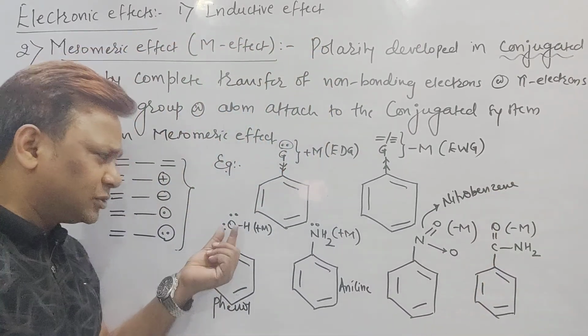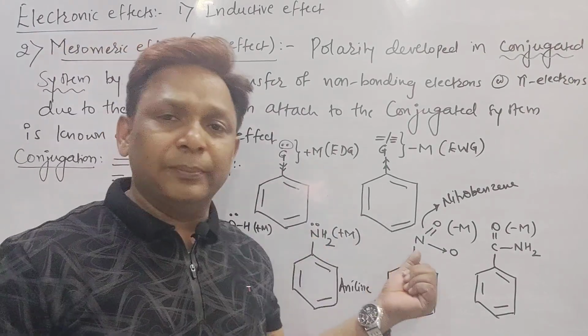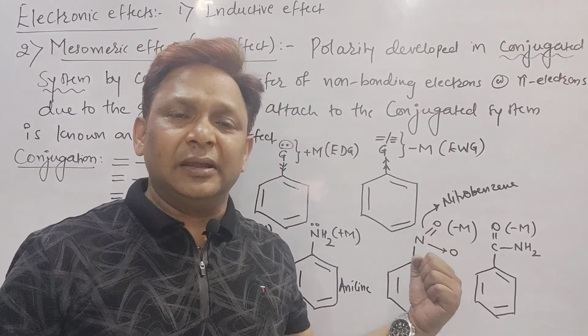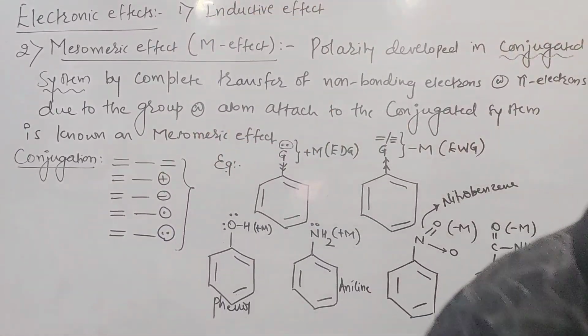So based on the atom attached to the conjugated system and having a lone pair or unsaturation, we can decide this mesomeric effect is of two types. Please take a screenshot of this one.